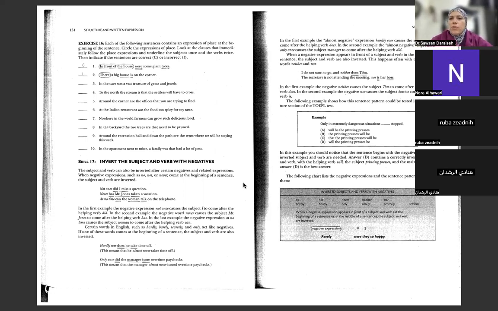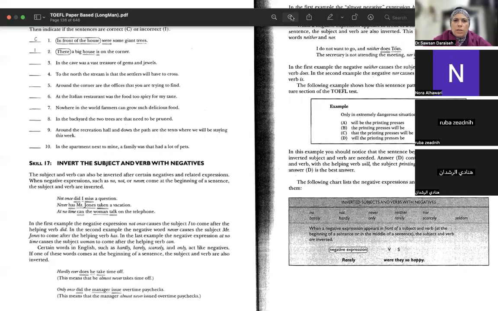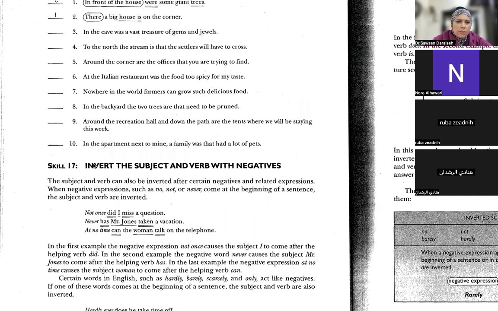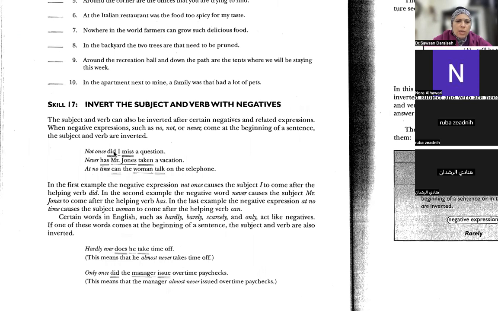So we talked about inversion generally when we write questions, or when we express ourselves in the question form, when we want to ask questions. We also talked about inversion after phrases of place, like in front of the house, there, etc. Now, today we're going to talk about inversion that takes place after certain negative expressions, as you can see. These are called negative expressions, or negatives. And after them, we have what? As you can see, we have inversion.